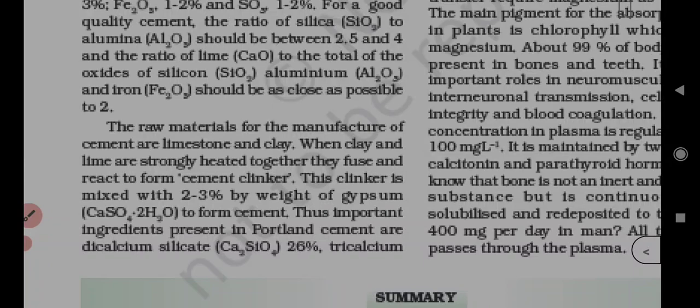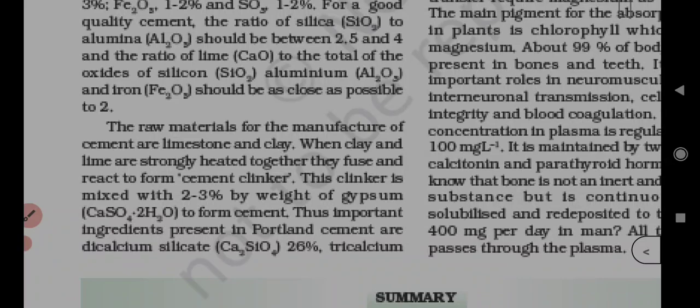So tell me, what is cement clinker? When clay and lime are strongly heated together, they fuse and react to form cement clinker. This clinker is mixed with 2 to 3% by weight of gypsum CaSO4 to form cement. So when clay and lime are strongly heated, they fuse to form cement clinker, and clinker is mixed with 2 to 3% by weight of gypsum to form cement.